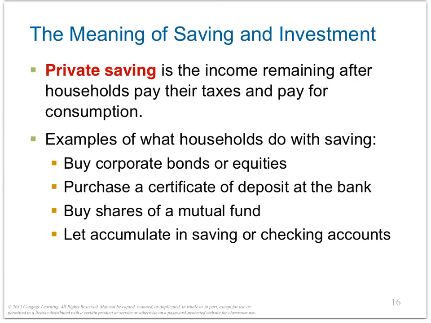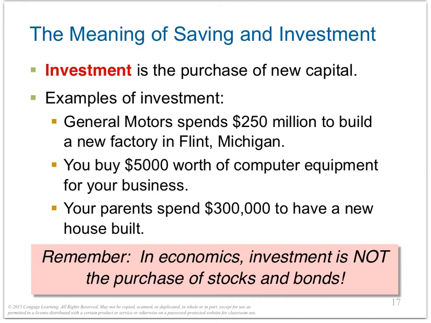Because looking at the definition, it is the income available after you pay tax and consumption. If you put this money into the bank, it's a saving for you. Although you may think that when you buy stocks and bonds, you invest this money, in macroeconomic terms, it's a saving. Okay? So examples of what households do with saving: buy corporate bonds or equities, purchase a certificate of deposit at the bank, buy shares of a mutual fund, or accumulate saving in a saving or checking account.